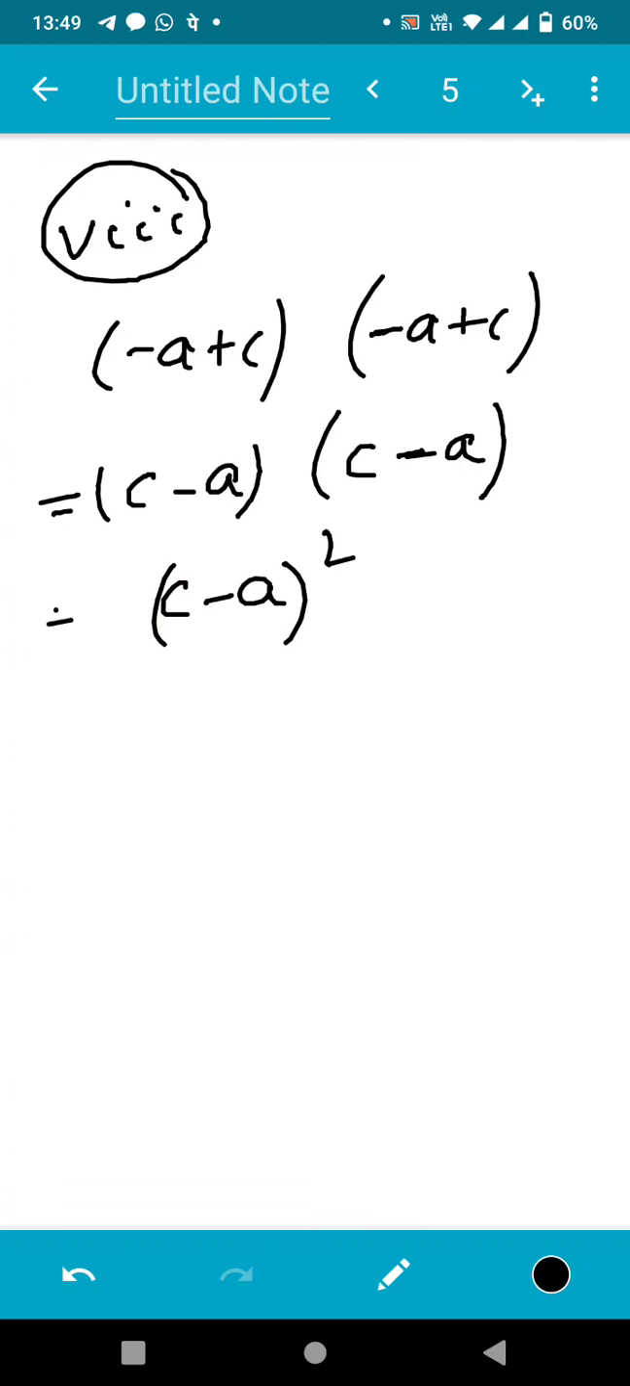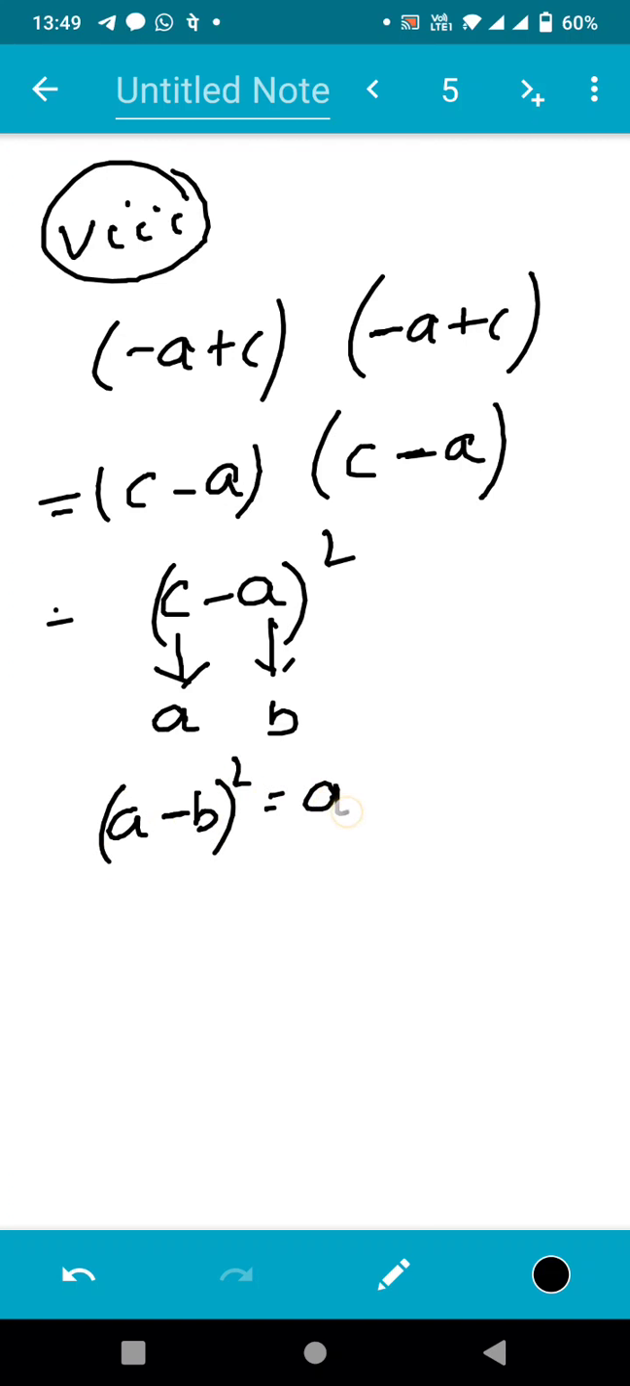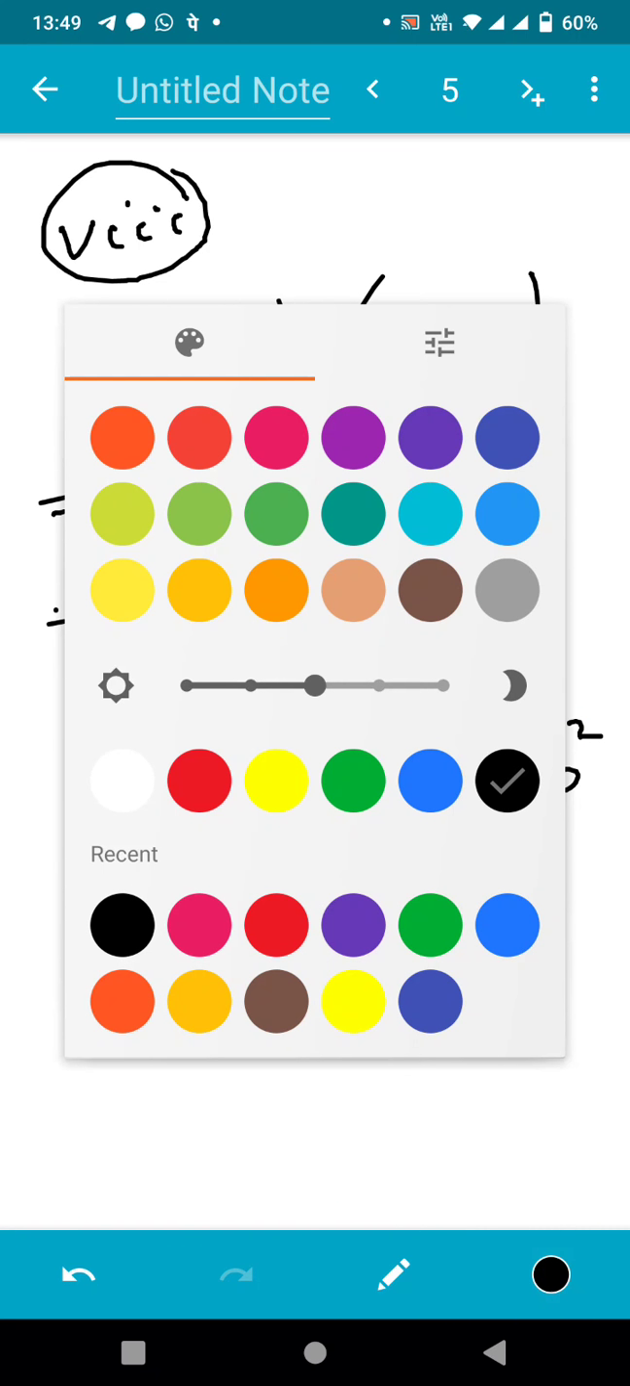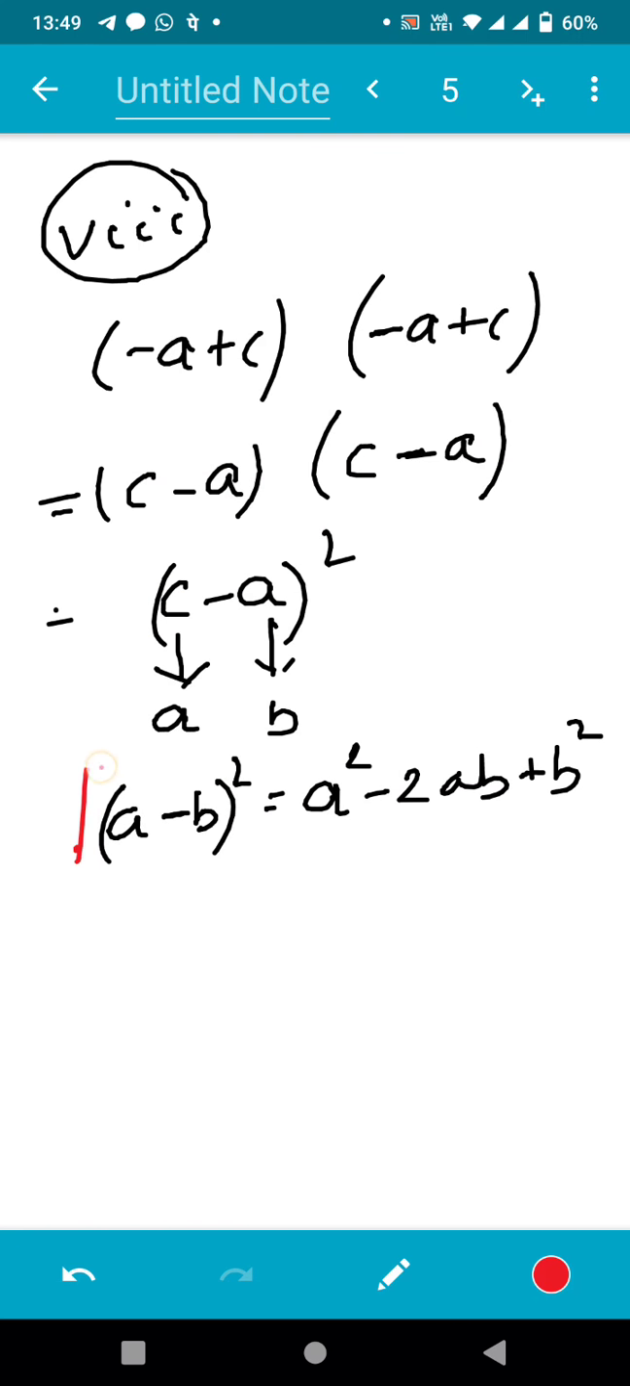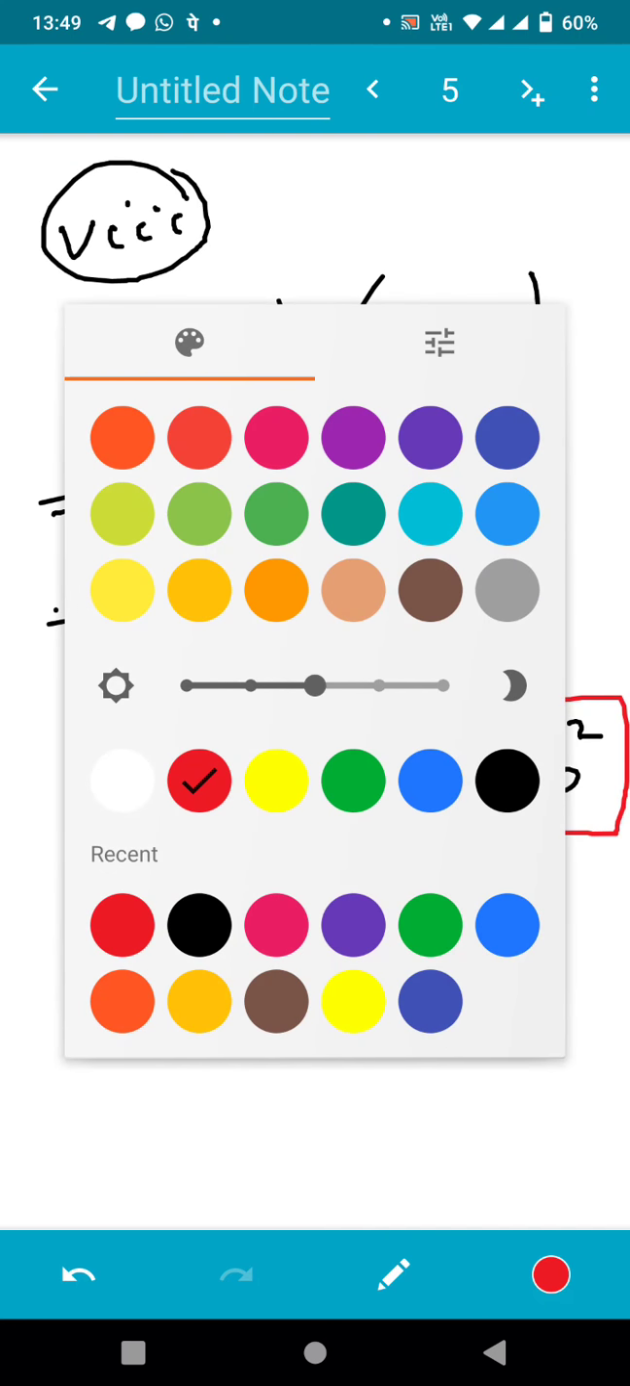Now you have to identify which identity this question is following. It is a minus b whole square. We have to consider this c as a and a as b. So it is following the a minus b whole square identity. So you will write the identity: a minus b whole square equals a square minus 2ab plus b square, isn't it? So you will put it inside the box. Always highlight the identity that you are using. This is very, very important.